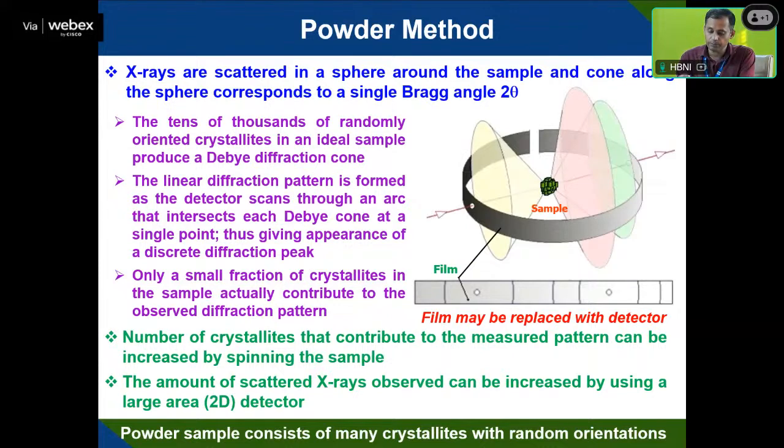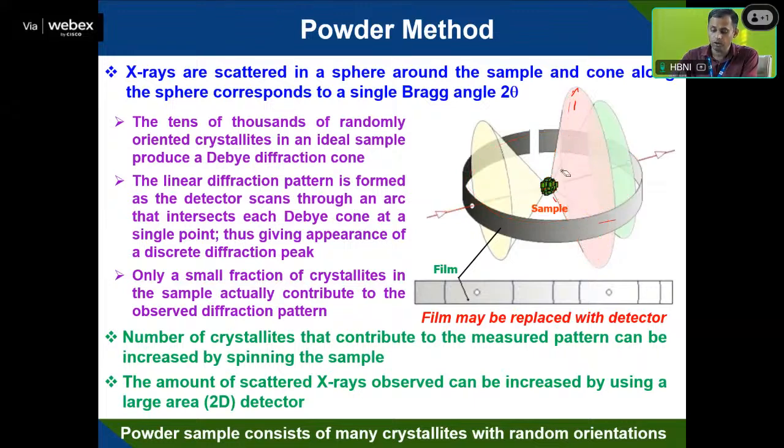If you see, this is the cone experiment with X-rays. This is the sample here, and from the sample you have a photographic film outside here. The X-rays are scattered from the sample in a sphere around the sample, and a cone along the sphere corresponds to Bragg's law. Whatever the diffracted beam, as you vary theta, you'll be able to get a perfect conical structure like this.